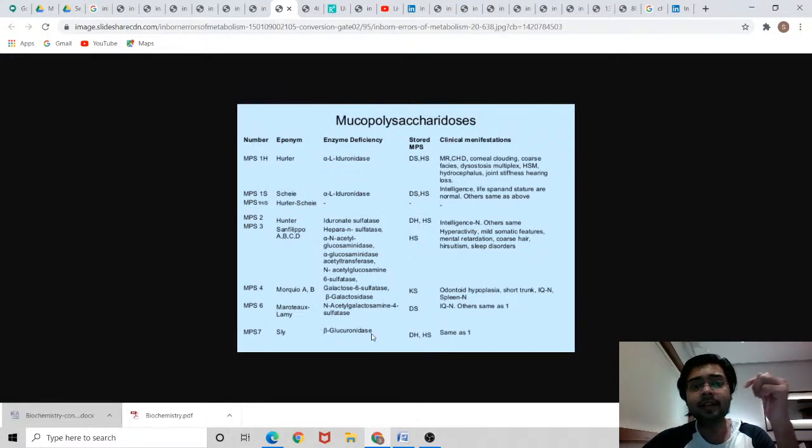So let us revise the enzymes that were deficient. Hurler is alpha-L-iduronidase. Hunter is iduronate sulfatase. San Filippo is heparan N-sulfatase. Morquio A and B is galactose 6-sulfatase or beta-galactosidase. Maroteaux-Lamy is N-acetylgalactosamine 4-sulfatase.